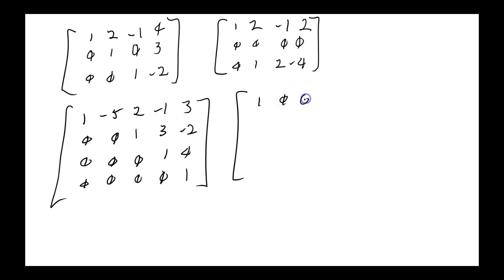1, 0, 0, -1. 0, 1, 0, 2. 0, 0, 1, 3. And 0, 0, 0, 0. Okay. Is that in row echelon form? Yes, it is. Row of all zeros is at the bottom. Leading entry in any non-zero row is a 1, and the 1s are stepping from upper left to lower right.